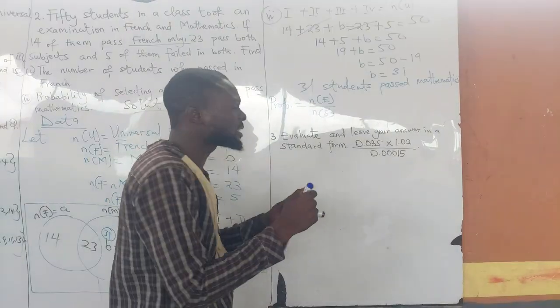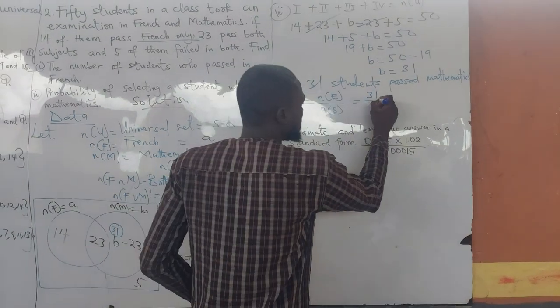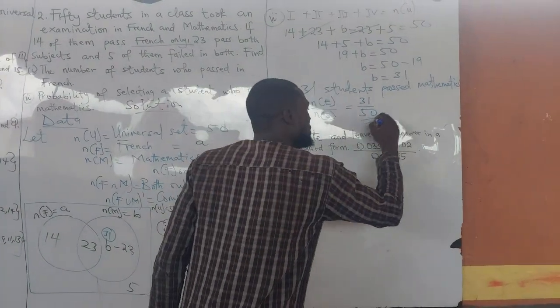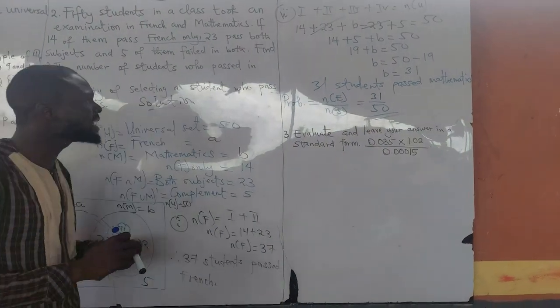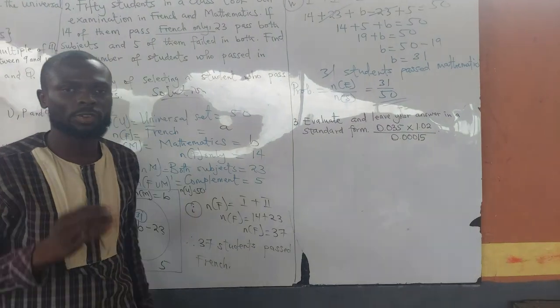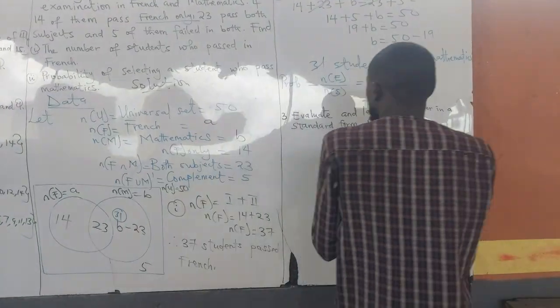So how many people pass the mathematics? They are 31. And how many people are in the class? They are 50. So since I cannot simplify, then my probability of selecting a student who passed mathematics is 31 out of 50. So these are certain questions they can ask.